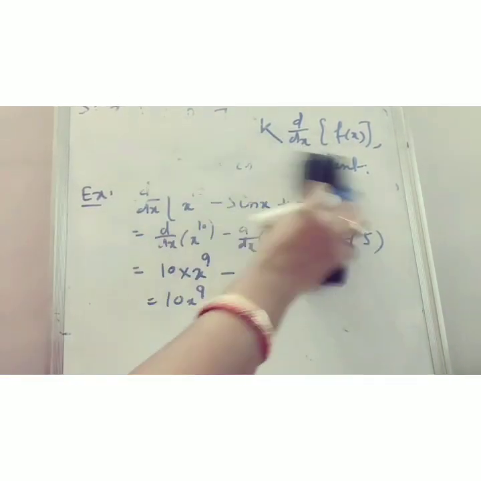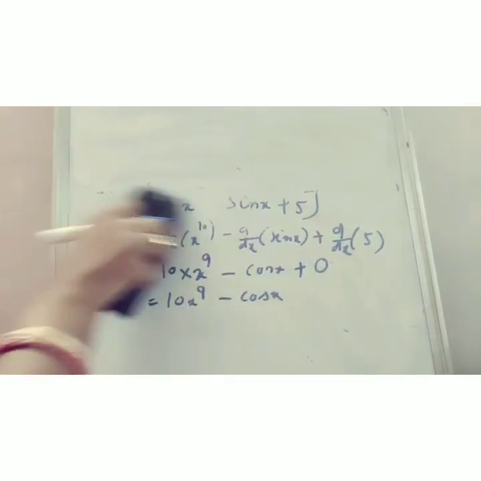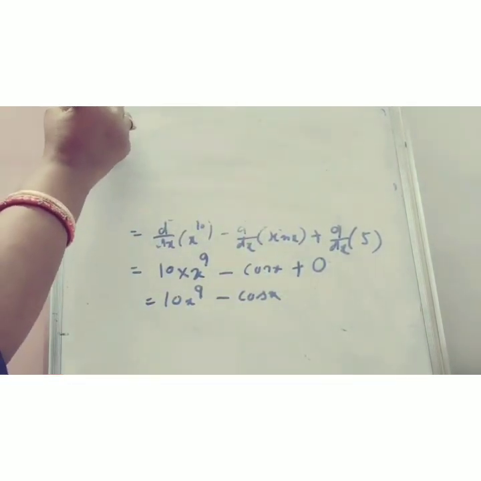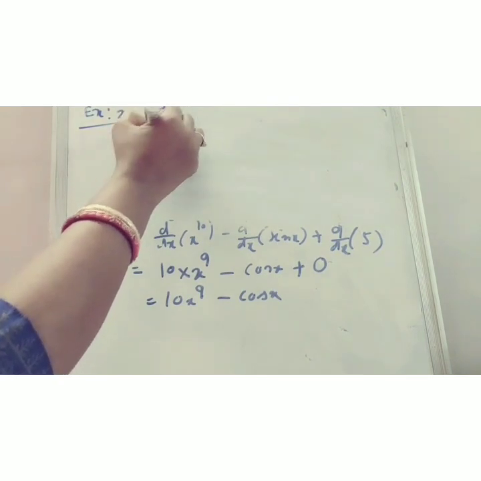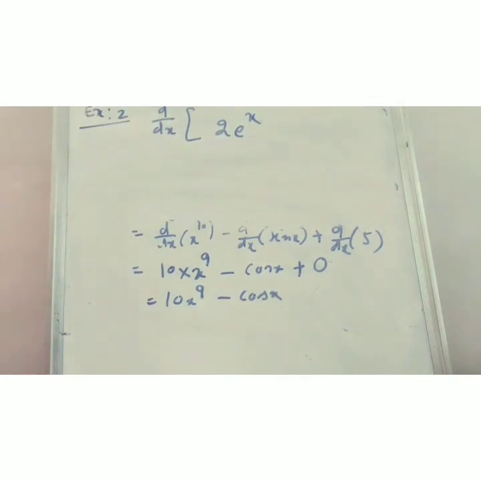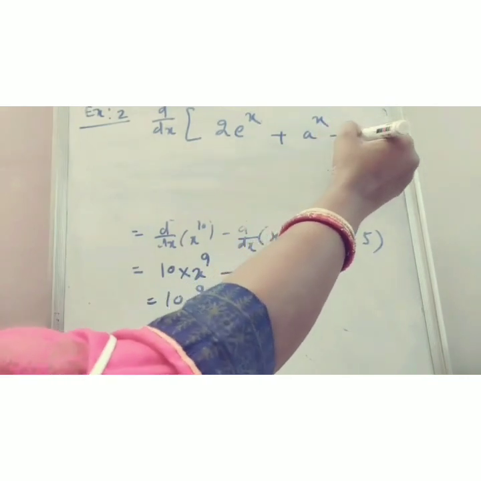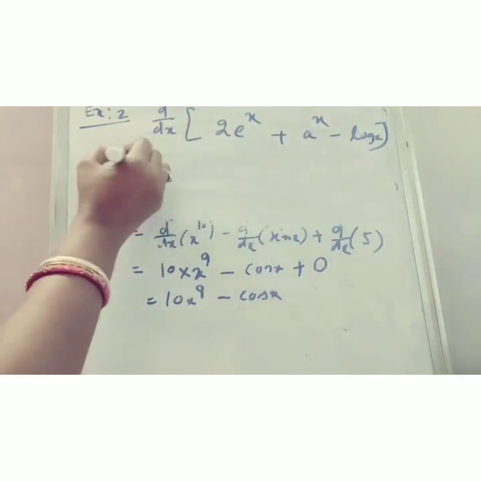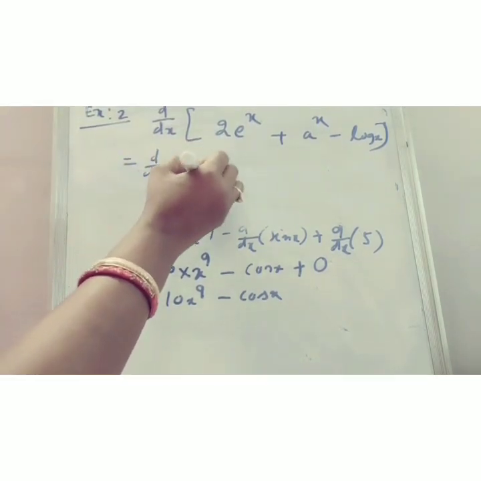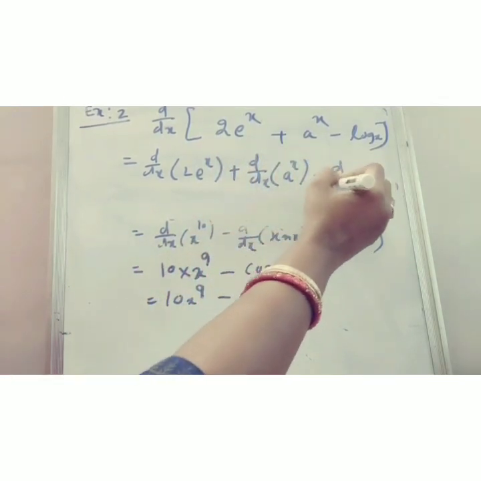Now let us take another example. D by dx of 2 into e to the power x plus e to the power x minus log x, that is equal to, again you have to separate, d by dx of 2 into e to the power x plus d by dx of e to the power x minus d by dx of log x.